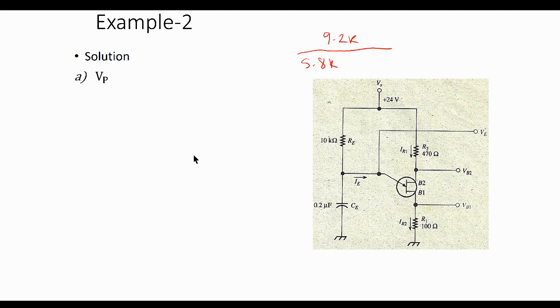I think the first value is right, plus 3.4K. So this is RB1, RB2, and plus RBB, that's plus 9.2K. And we multiply by VS, which is 24. You can put that in your calculator: 9.2 divided by.